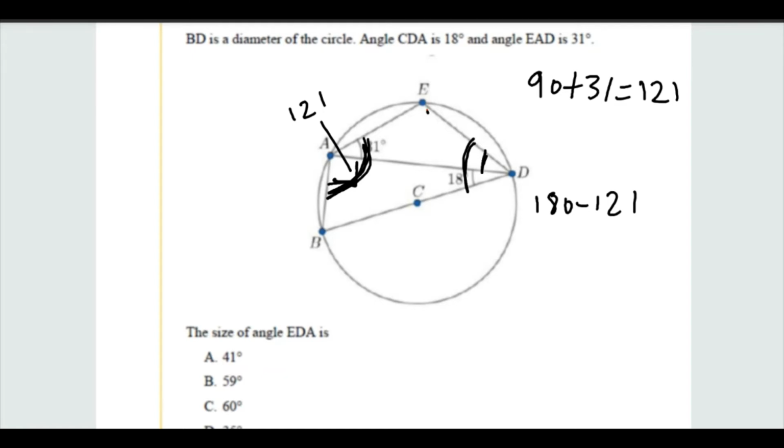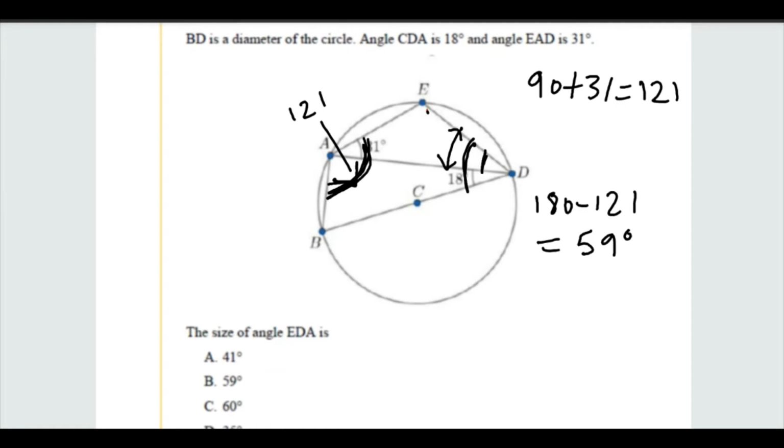121, sorry, right? 180 subtract 121. When you work it out, you will get 59 degrees. So this whole thing here is 59 degrees, right? But we don't want to find for that whole thing. We just want to find for this angle. I hope it's not looking too confusing.